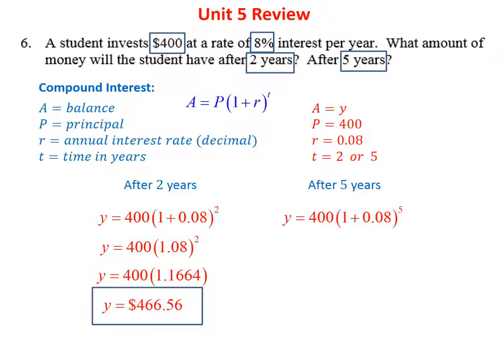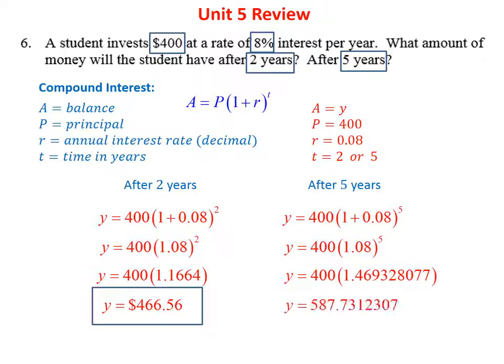Now let's do it if he leaves the money in for 5 years. Well, at 5 years, all that changes is the exponent is 5 now instead of 2. So once again, 1.08 to the fifth power is 1.4, and it goes on and on and on. But we're going to multiply it times 400, and now we're going to round this one off to the nearest cent. So if I round it to the nearest cent, the digit next to it is a 3, so we're not going to go up. We're going to keep it at 3. So our answer is $587.73.